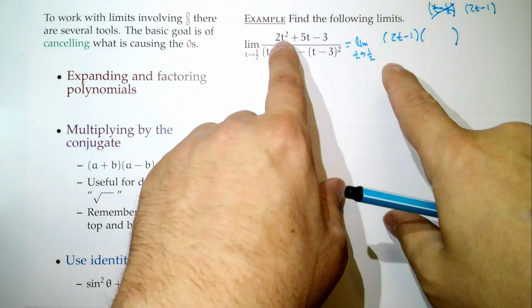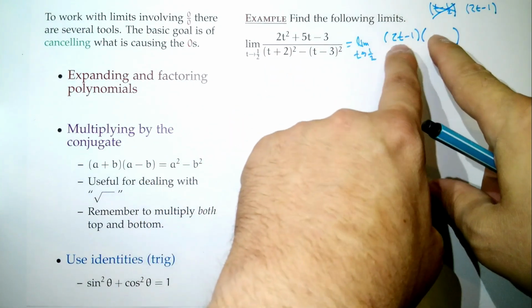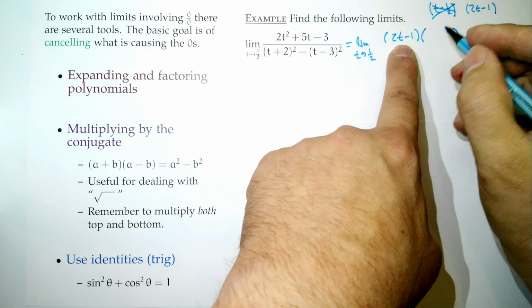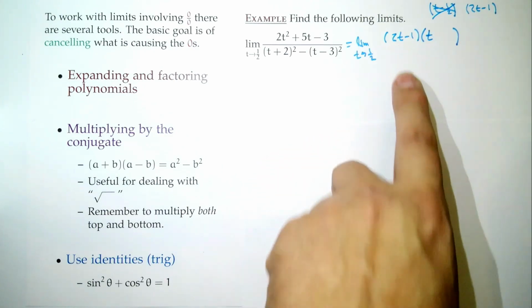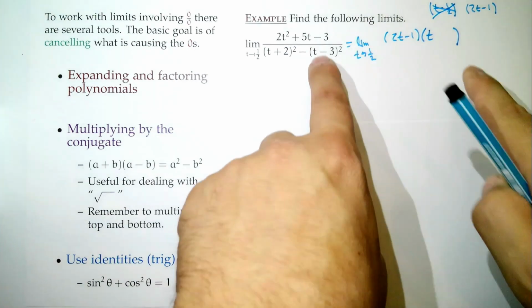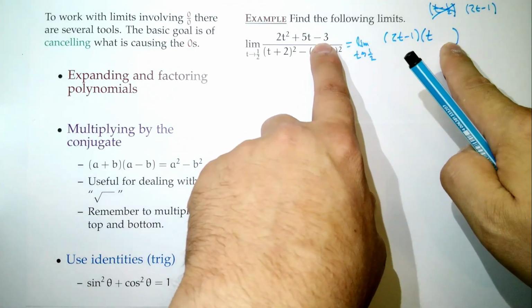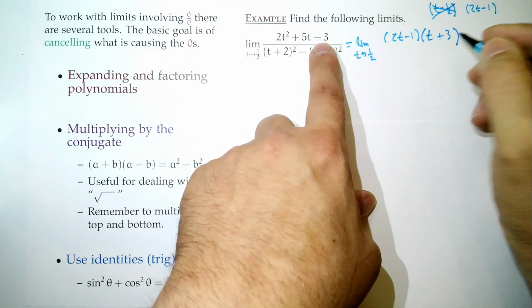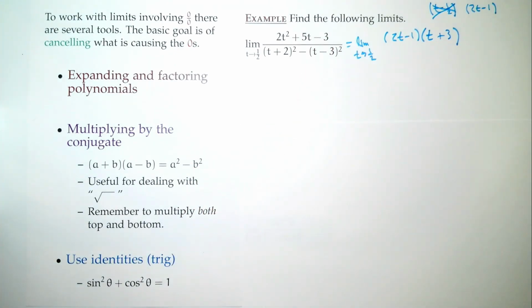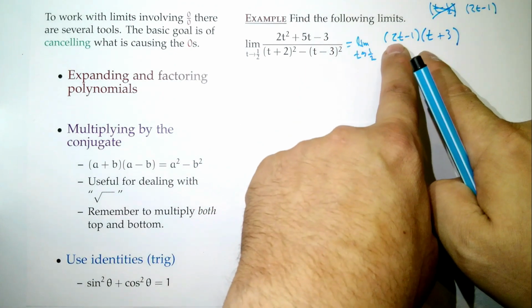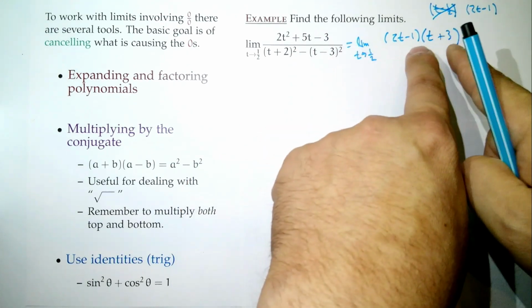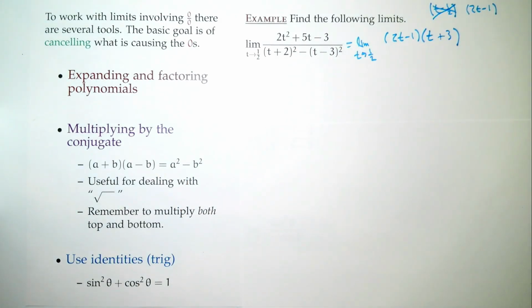So for instance, I got the 2t squared. What should go in the start? t, because I need to get up to 2t squared. 2t times t is 2t squared. I have a minus 3. What needs to go at the back end? Plus 3. And if you multiply that out, you'll get 2t squared plus 6t minus t, which gives us 5t, and minus 3. Okay, that's the upstairs.